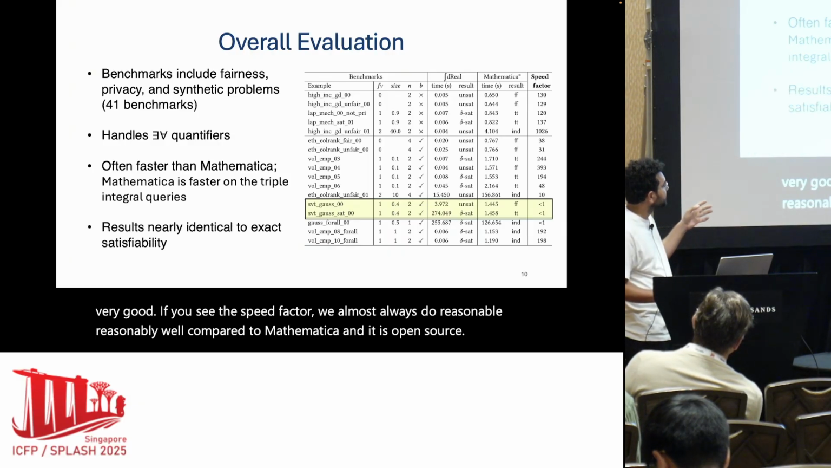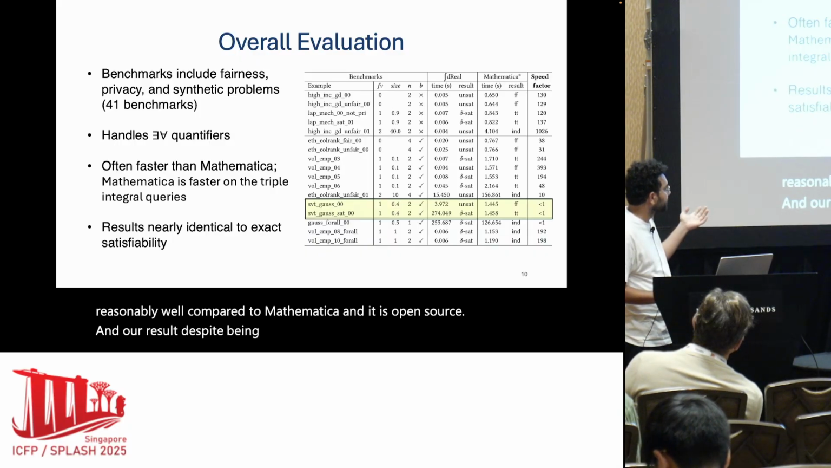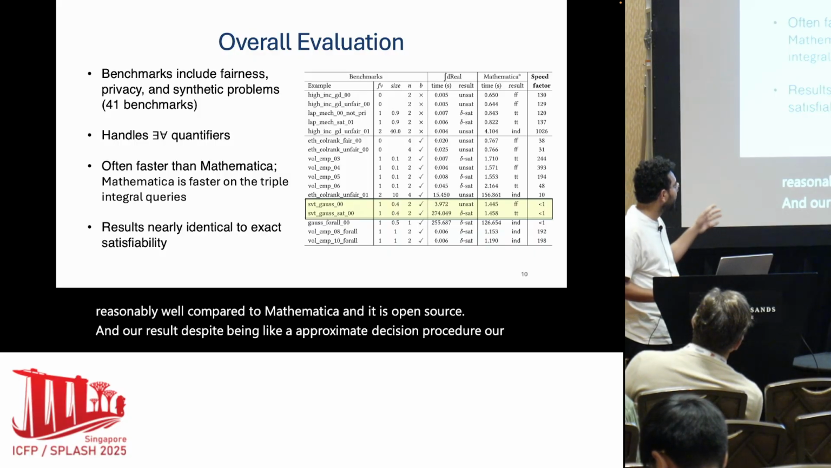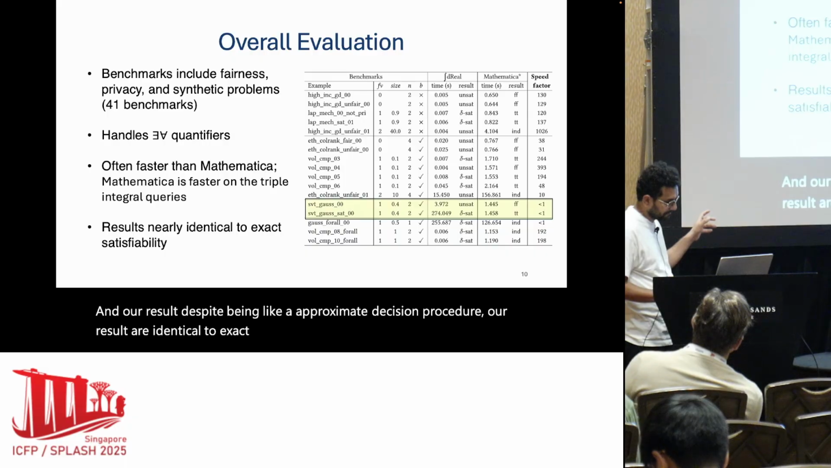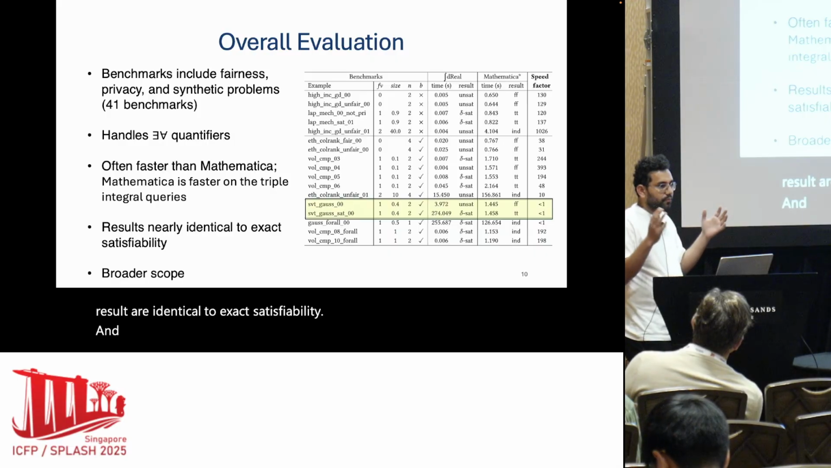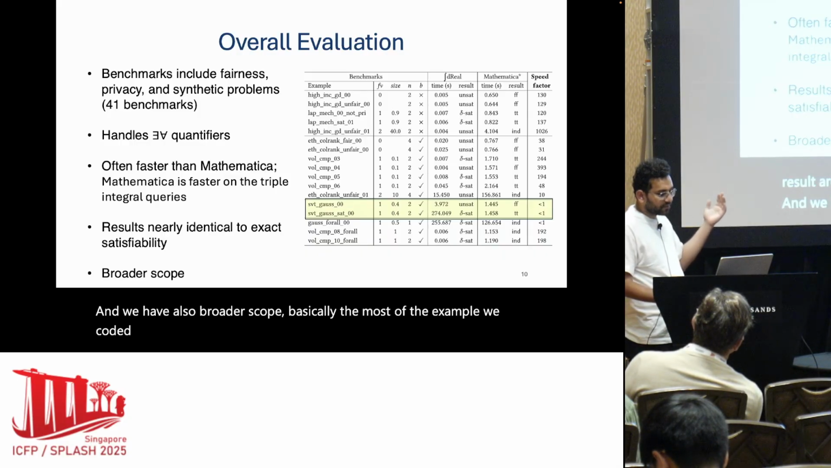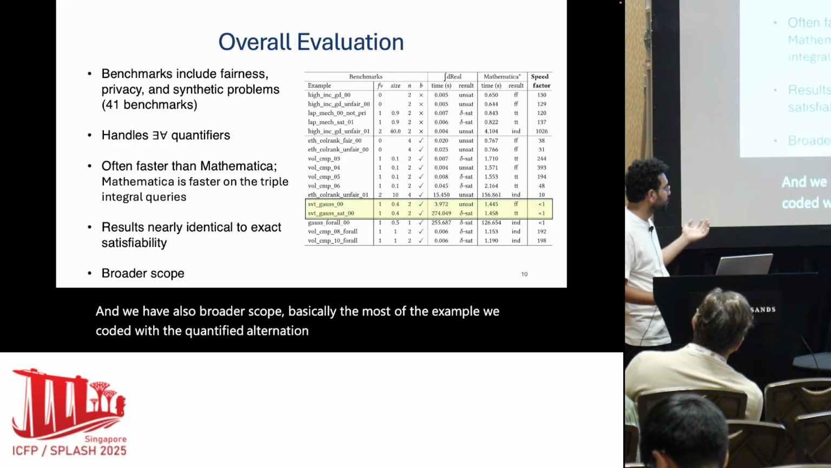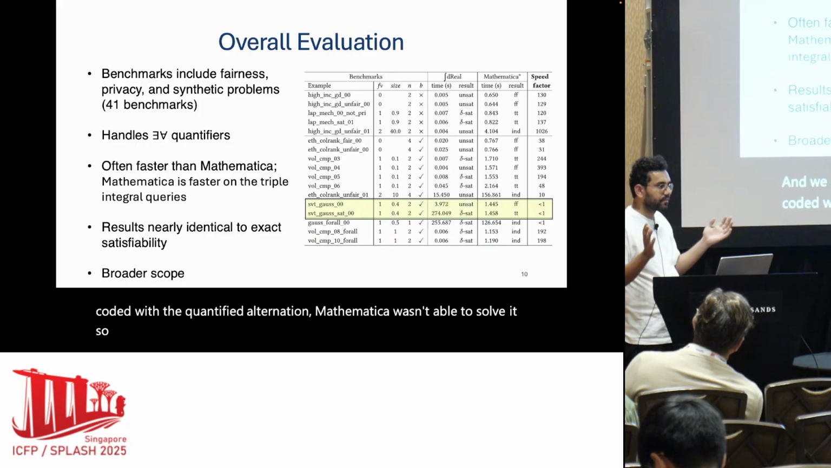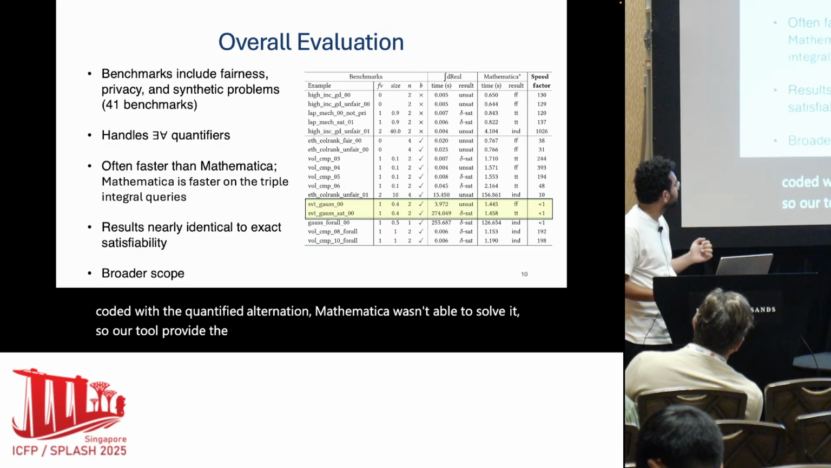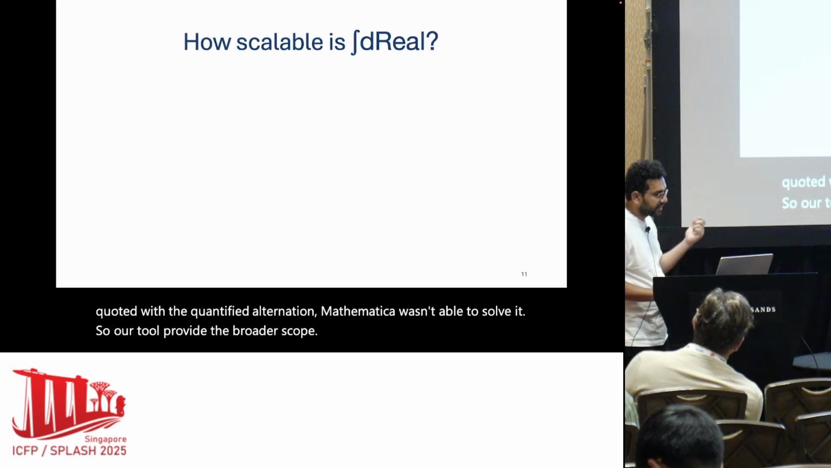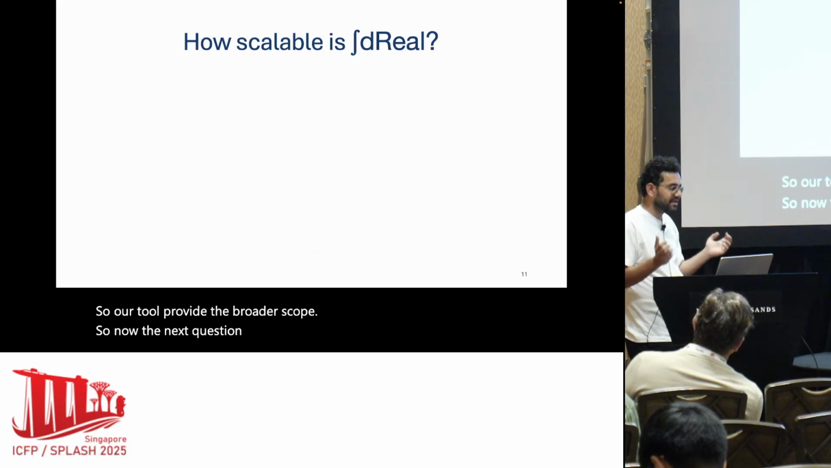Despite being an approximate decision procedure, our results are identical to exact satisfiability. And we also have a broader scope. Most of the examples we coded with quantifier alternation, Mathematica wasn't able to solve, so our tool provides a broader scope. Now the next question that comes to mind is how scalable is our tool?